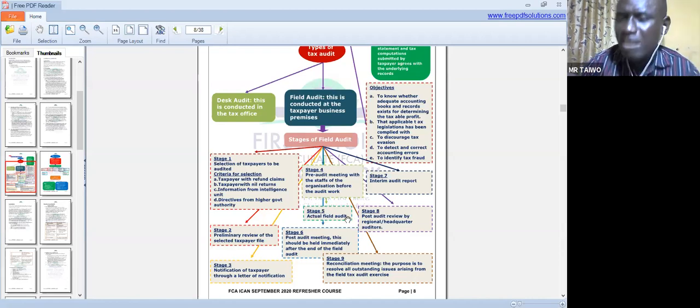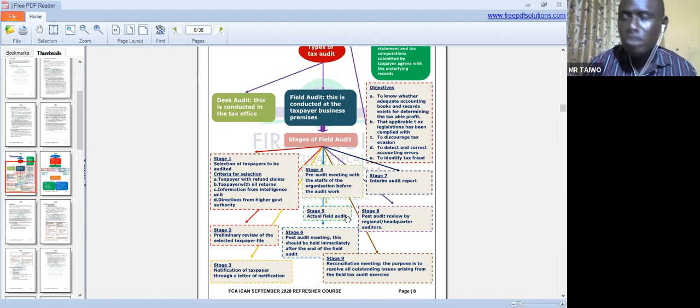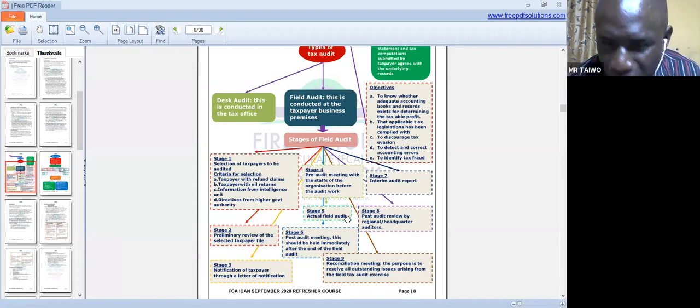The next one is after they have finished with the meeting, they will now go into carrying out the field audit. They will now start looking at your books, start looking at the relevant information in your books, and so on and so forth, so that they can gather evidence regarding the fact that maybe you have not been paying tax as when due.